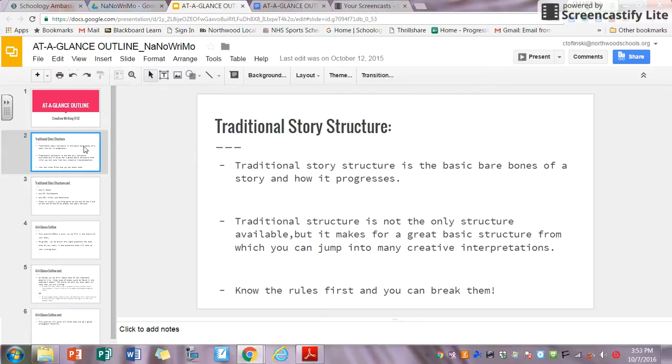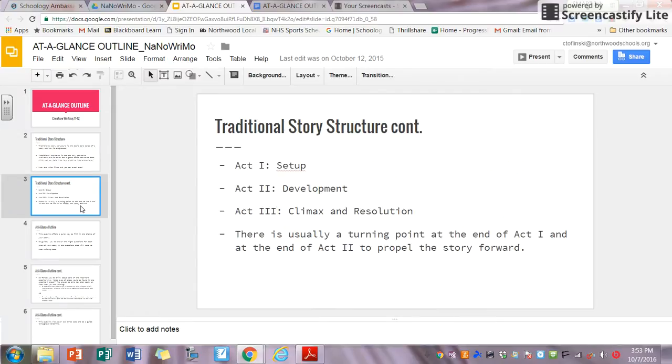Now, what the at-a-glance outline does for you is it provides you the traditional story structure, the basic bare bones of a story. It's not the only structure that is available, but it makes it a little bit easier to follow and make sure that you have all parts of the novel necessary. And then remember, as long as you know the rules first, you can break them later.